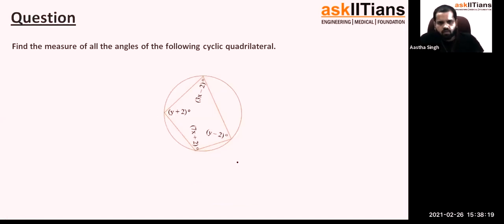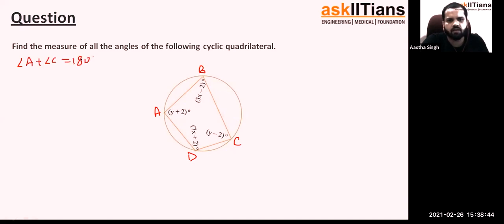The question is to find the measure of all the angles of this cyclic quadrilateral. You have to find each angle. Just first name it. I suppose this point is A, this point is B, this point is C, this point is D. You know that angle A plus angle C will be equal to 180 degrees because of the cyclic quadrilateral. What is angle A? Angle A is y plus 2. Guys, first just pause the video and try to do it by yourself. Then only see the solution.